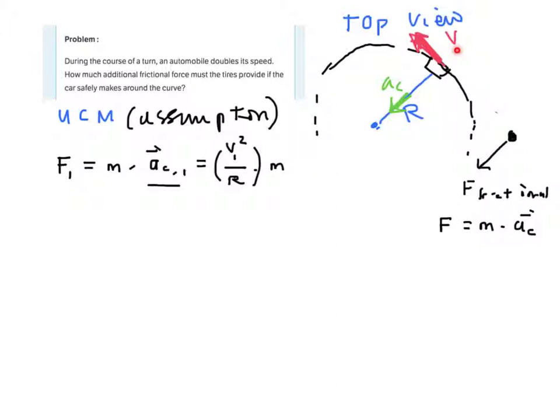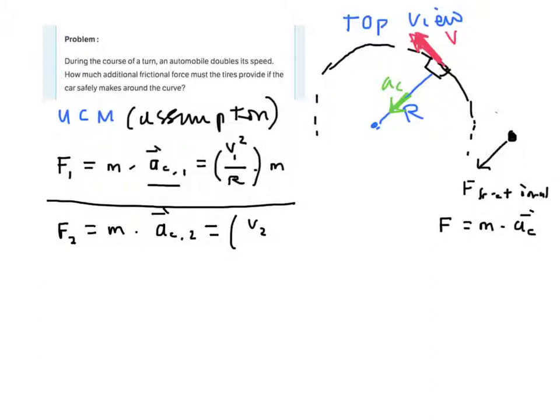So now, if we take the second scenario, we have that the second force is equal to the same mass times the second acceleration, centripetal 2, which is equal to v2 squared over r times m. And what we're told in the problem is that we actually double the speed. So we know that v2 is equal to 2v1.